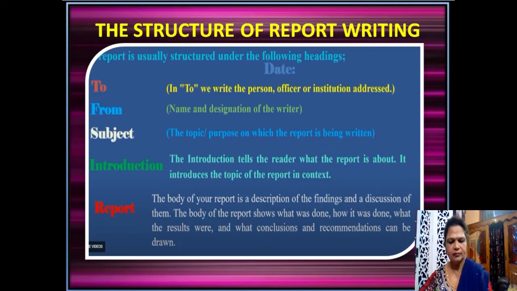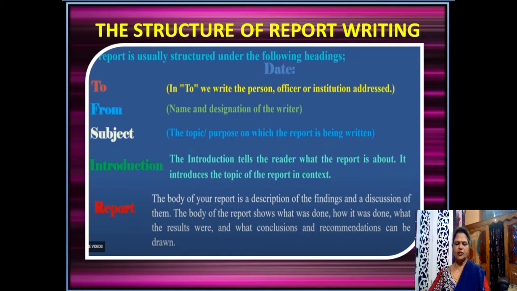Then the introduction. The introduction tells a reader what the report is about. It introduces the topic of the report in context. It also introduces the date on which this observation was made or this incident has occurred. Means there are 2 dates to be written in report writing. One is at the top, the date on which the report is written. One is in the introduction, the very first line, means the date on which the incident occurred.